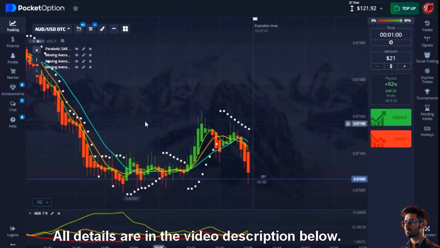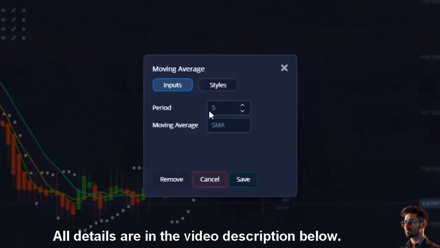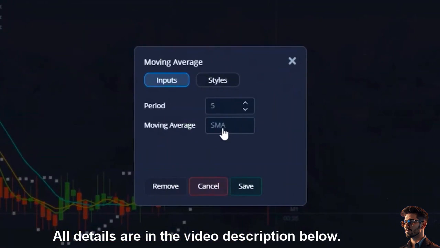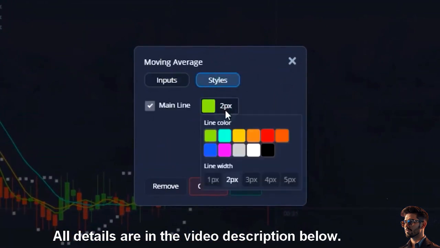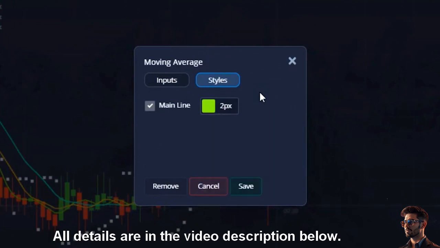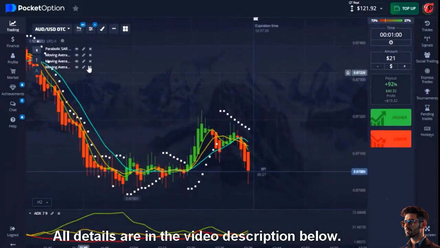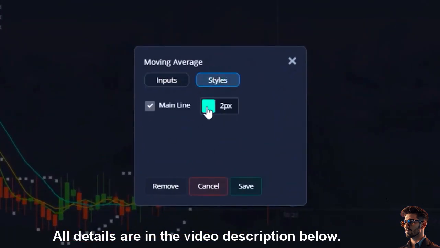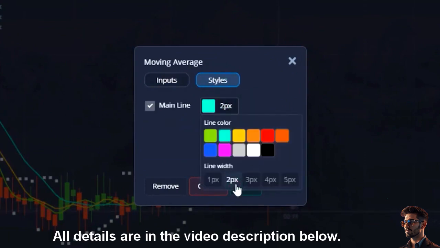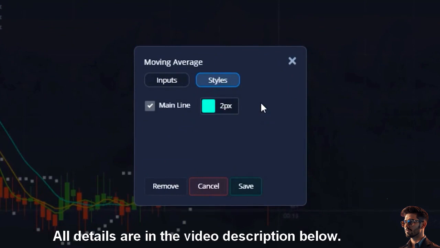My first moving average comes with a period of 5. The moving average is SMA. On the style part here, I'm using a green color, and of course I take my line to be 2 pixels. When you're done, you hit save. The second moving average comes with a period of 15. The moving average is SMA. On the style part here, I use this particular color right there, and of course I take my line to be 2 pixels. That's pretty much all you have to do. When you do, you hit save.